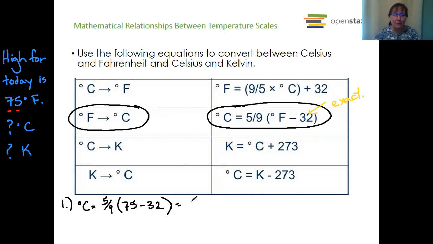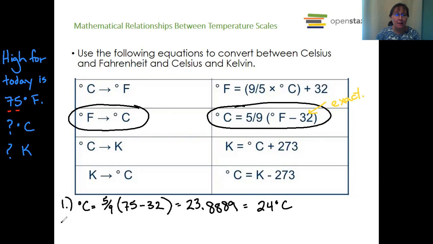Okay, now that gives me 23.88889, and it could keep going. But I can only have 2 significant figures here. So I will round this to 24 degrees Celsius.